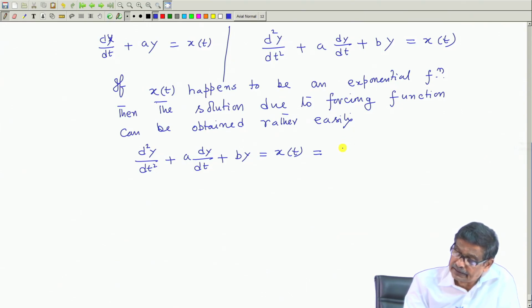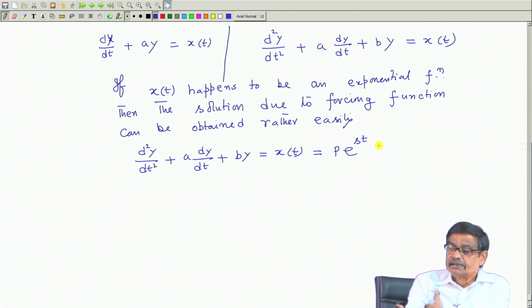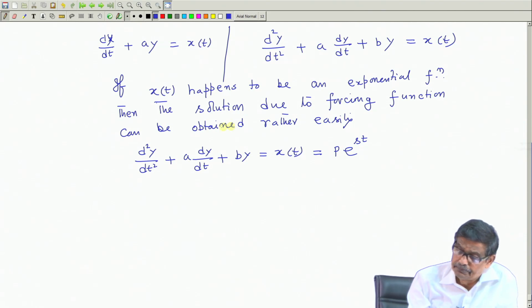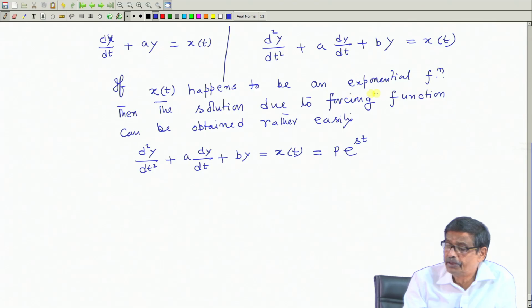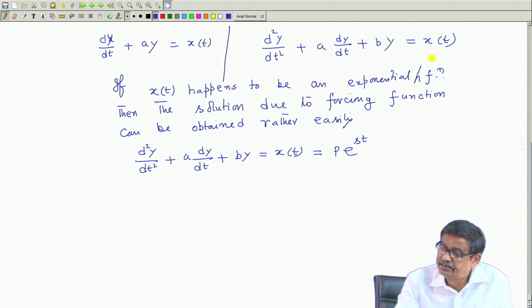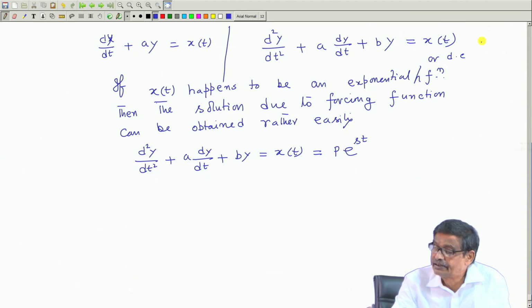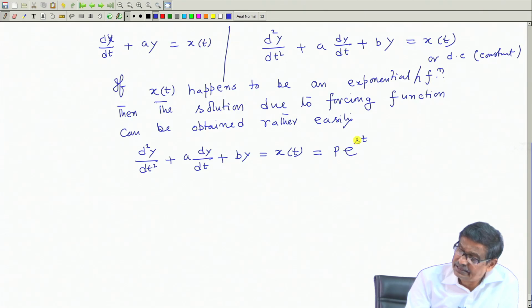say e to the power s t. It can have some magnitude also, say p into e to the power s t. On the right hand side, it is an exponential function, and this I will just change a bit. If x(t) happens to be an exponential or a DC constant, because with s equal to 0, this will appear to be a constant, p is constant.